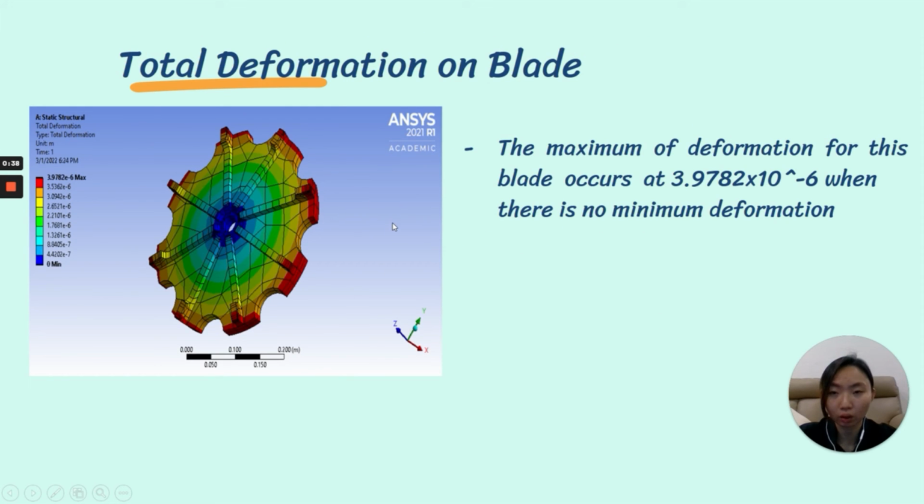This figure shows the total deformation on the blade. It is observed that the maximum deformation for this blade occurs at 3.9782 times 10 to the power of -6. We are able to observe that the minimum deformation occurs at the center of the blade, while the maximum deformation occurs at the outer area of the blade.